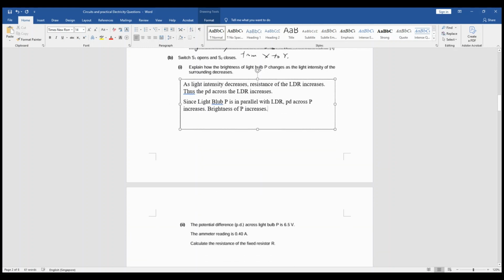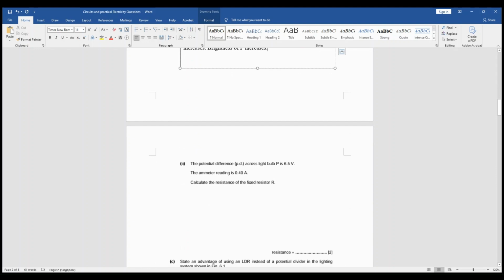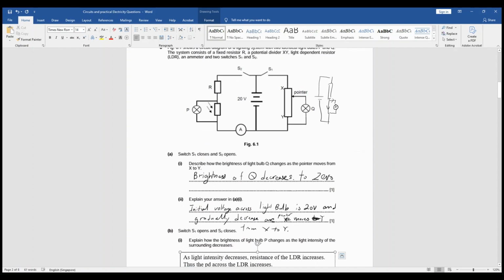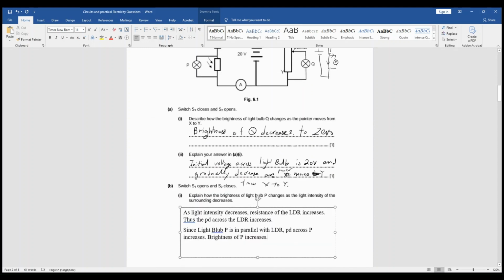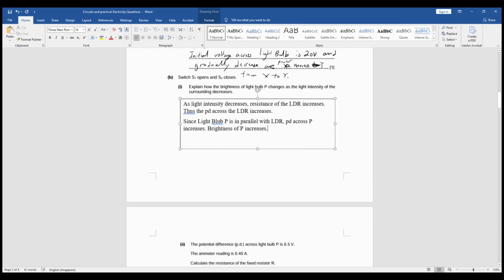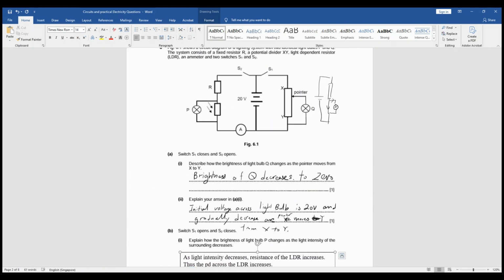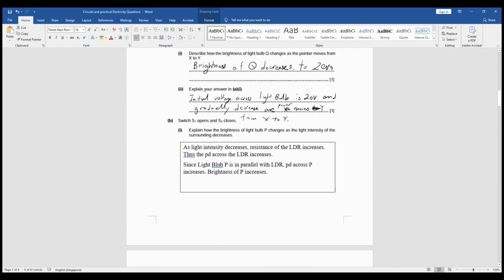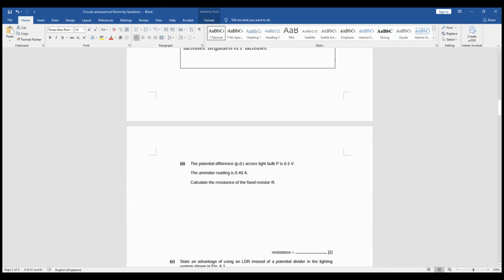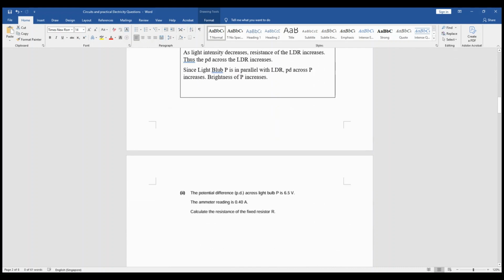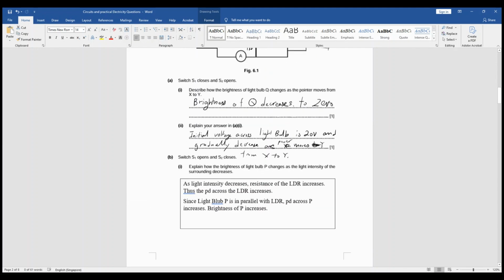Okay, done. Part 2. The potential difference across light bulb P is 6.5, emitter is 0.4, calculate the resistance of the fixed resistor R. This is 6.5, this is 0.4A. Resistance of the fixed resistor.